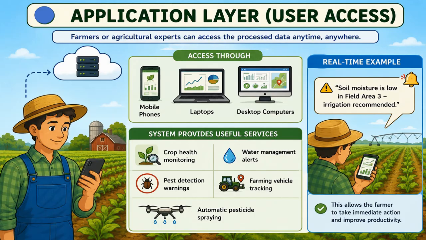Next, you have farming vehicle tracking. Here, the farmers can track the location and movement of the tractors, harvesters, and other agricultural vehicles. And one more is the automatic pesticide spraying. Here the system can automatically activate pesticide spraying equipment when harmful pests are detected, reducing the manual effort.